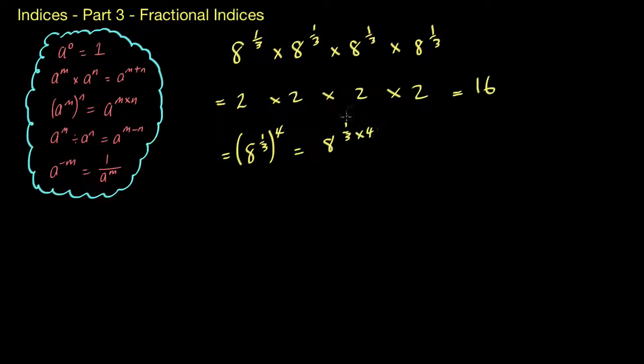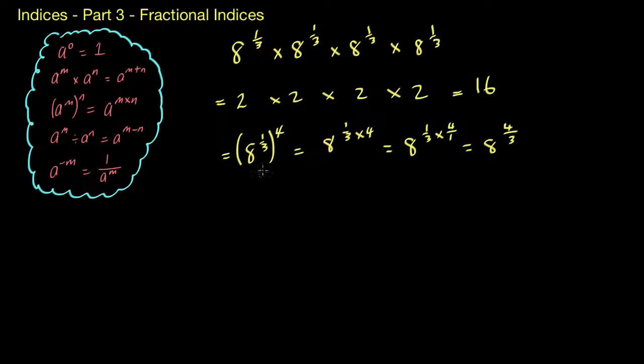Now looking at these fractions, you want to be able to break it down and look at it like this. You've got 8 to the power of a third. Now 4 can also be written as 4 over 1. So what you really have is this: 1 times 4. 1 times 4 will give you 4 on the numerator, and on the denominator of this power you've got 3. So 16 is equal to 8 to the power of 4 over 3.